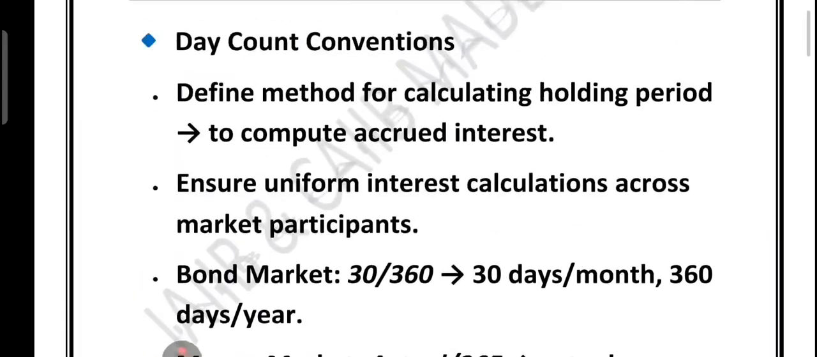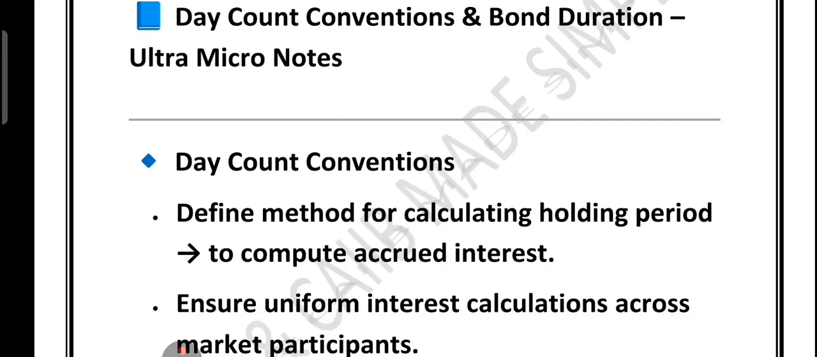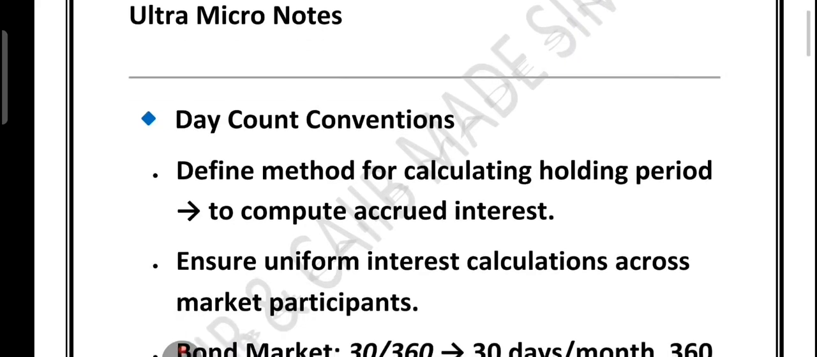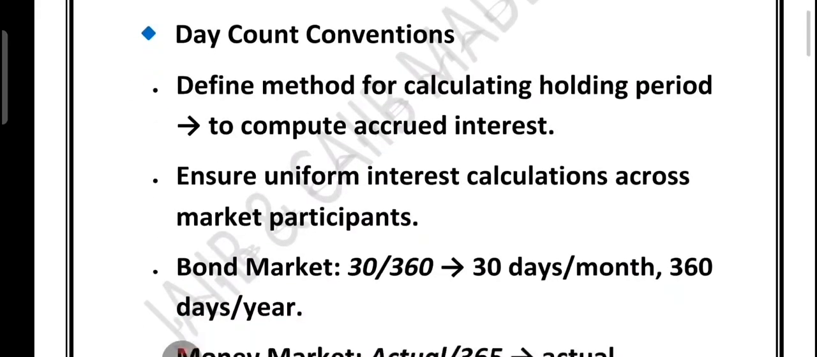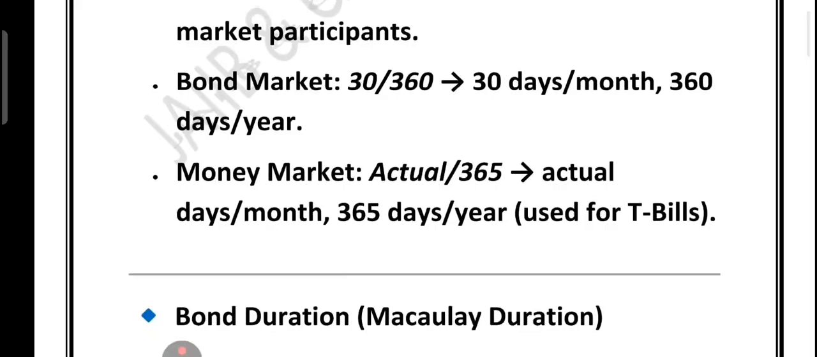So let's quickly revise the key points which we have covered. We started with the purpose of this day count convention. I told you it helps to calculate the holding period as well as the accrued interest. In the bond market, the notation is 30/360, which means 30 days a month and 360 days a year. And if you look at the money market, the convention is actual/365, which means actual days and 365 days per year. Right, the goal is to ensure uniform interest calculation across the market.